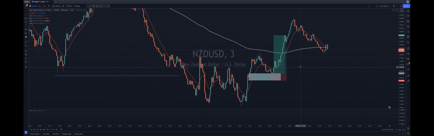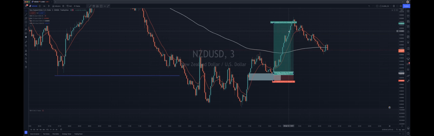So that was the entry for New York. In terms of pips, if you entered at 0.64730, you're looking to count your pips to get 30 pips at around 0.65030, which would have been right there. On this particular setup, you could have taken your 30 pips.